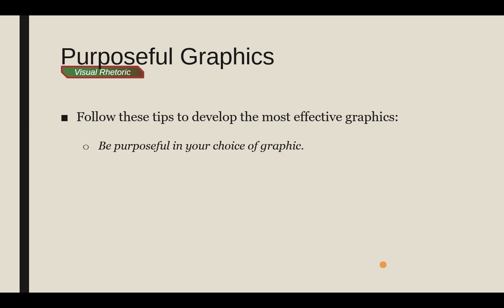Am I using a bar graph or a line graph? Why am I using a pie chart instead of a percentile bar graph? Why am I using a checklist instead of bullet points in the text? Why am I putting a graphic in this document at this point?